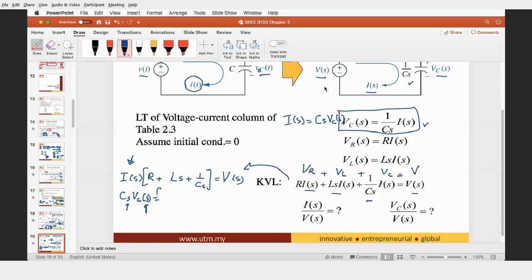actually is VC, and then you multiply with R, Ls, 1 over Cs equal to Vs. So you know now VC and you have Vs. And finally you can get VCS over Vs equal to, you bring this one to the right, what happened? 1 over CS, over R plus LS plus 1 over CS.